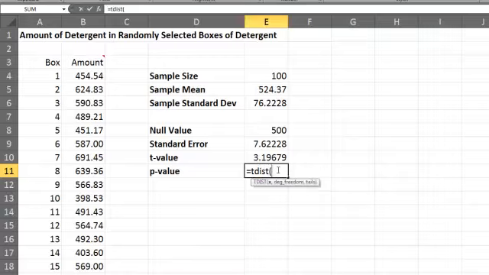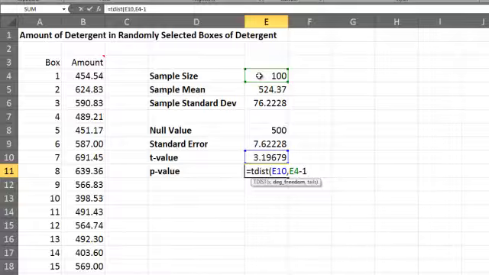And the first thing it wants is this positive t-value. So I'm going to put in my t-value. Then it asks me for the degrees of freedom. That's going to be my sample size minus 1. So my t-value, comma, and then sample size minus 1 is going to be my number of degrees of freedom.